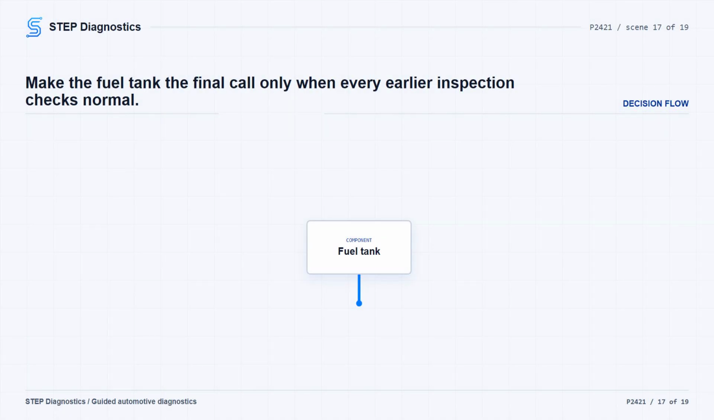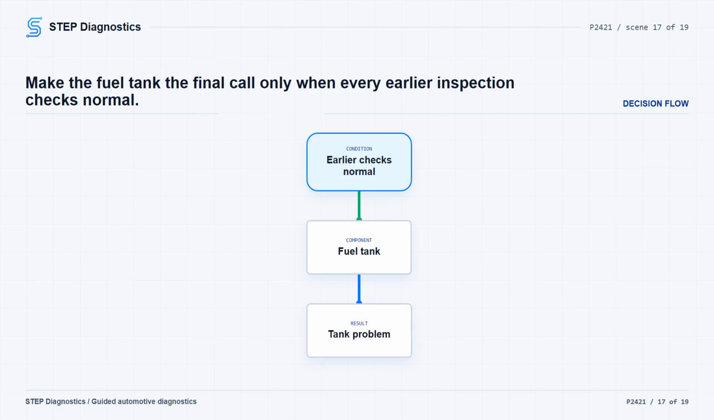The fuel tank is the final call in this path. If the other inspection items all indicate a normal condition, then the remaining fuel tank is determined to be the cause. Keep verification separate from the individual tests.